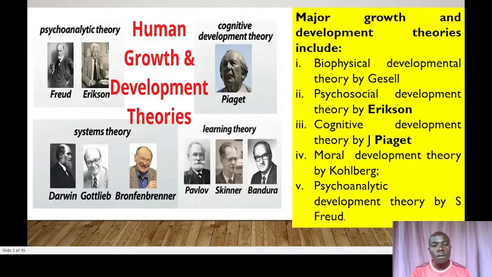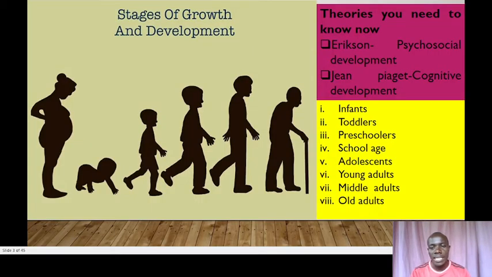We have a number of developmental theories that help us explain these concepts. Biophysical development theory by Gesell, psychosocial development theory by Erikson, cognitive development by Jean Piaget, moral development by Kohlberg, and psychoanalytical development theory by Sigmund Freud are just a number of theories that are very key in explaining these concepts. Understanding these concepts will help us explain the different social, physical, and emotional development in a person.